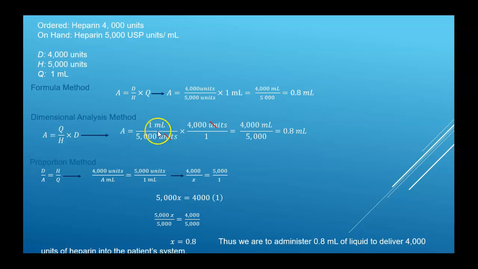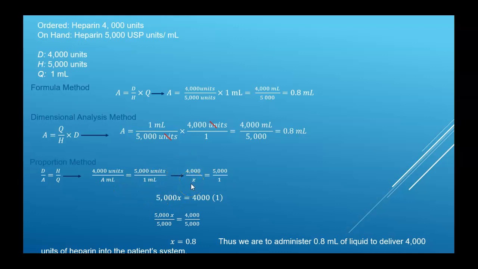Dimensional analysis, here's your strength, but we're writing it so that we want to end up with milliliters, so we want the milliliter on the top and the H on the bottom. Multiply that by the 4,000 units ordered. And 4,000 is a whole number. If it's easier for you to think of it as a fraction over 1, that's fine. If you want to leave it as just a whole number, when you multiply a fraction times a whole number, you only multiply the top. So you still end up with 0.8.